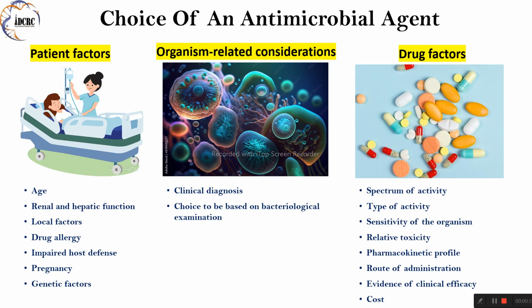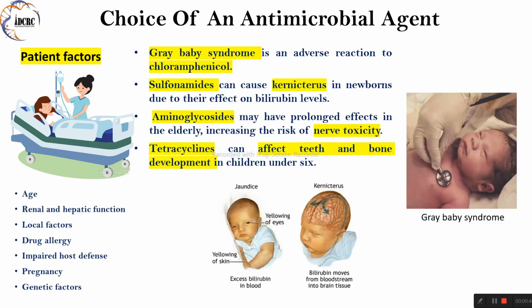When it comes to treating infections with antibiotics, selecting the right one is crucial. Here's a breakdown of factors to consider. Patient factors. Age. Different age groups may react differently to antibiotics. For example, newborns may have inefficient elimination of chloramphenicol, leading to gray baby syndrome. Sulfonamides can cause kernicterus in newborns due to their effect on bilirubin levels. Aminoglycosides may have prolonged effects in the elderly, increasing the risk of nerve toxicity. Tetracyclines can affect teeth and bone development in children under 6.